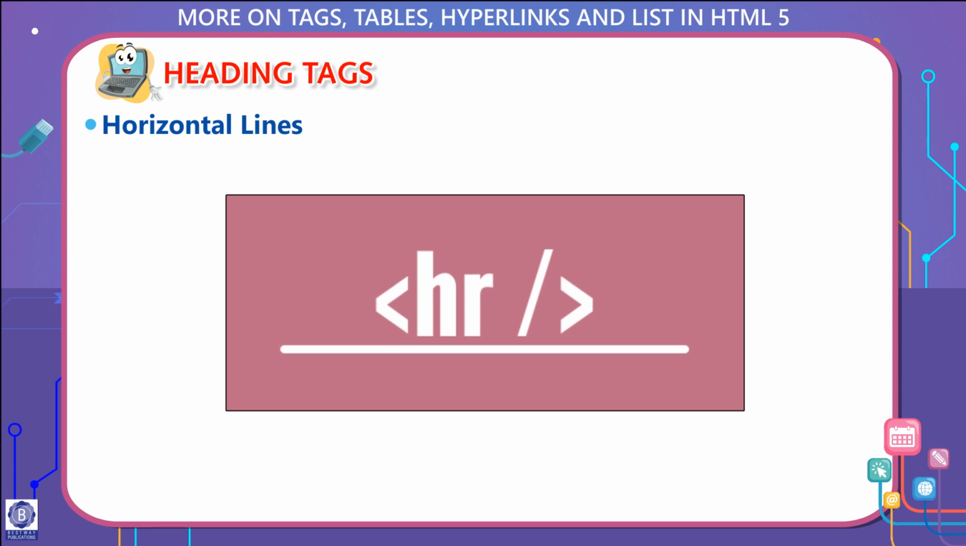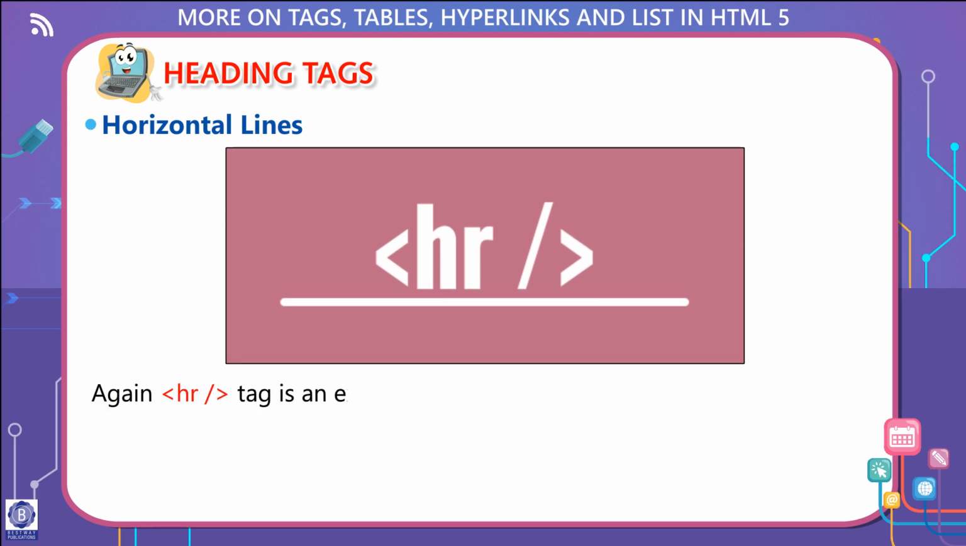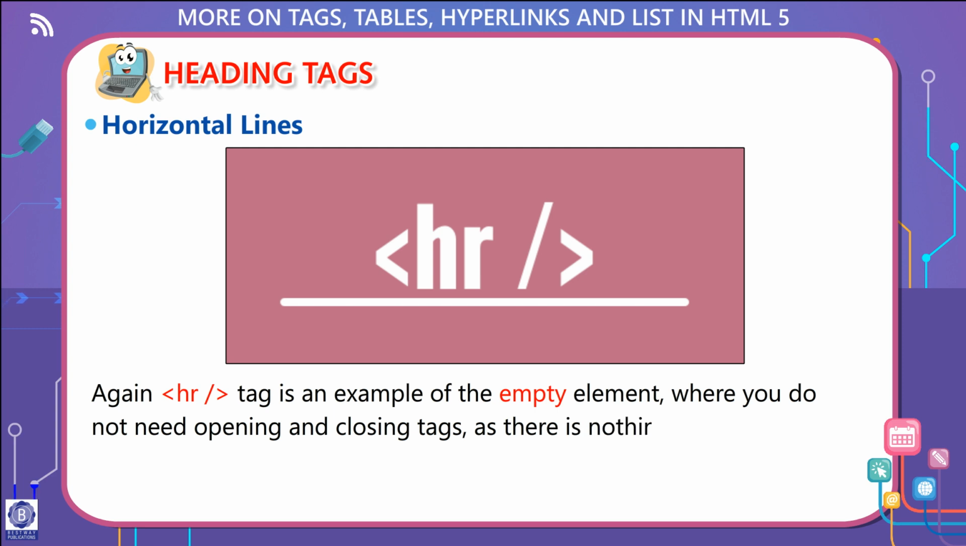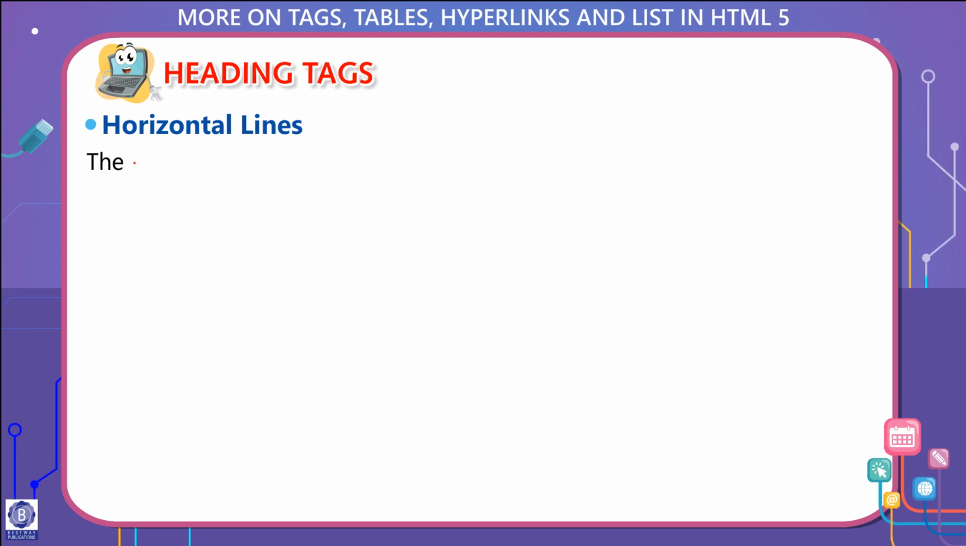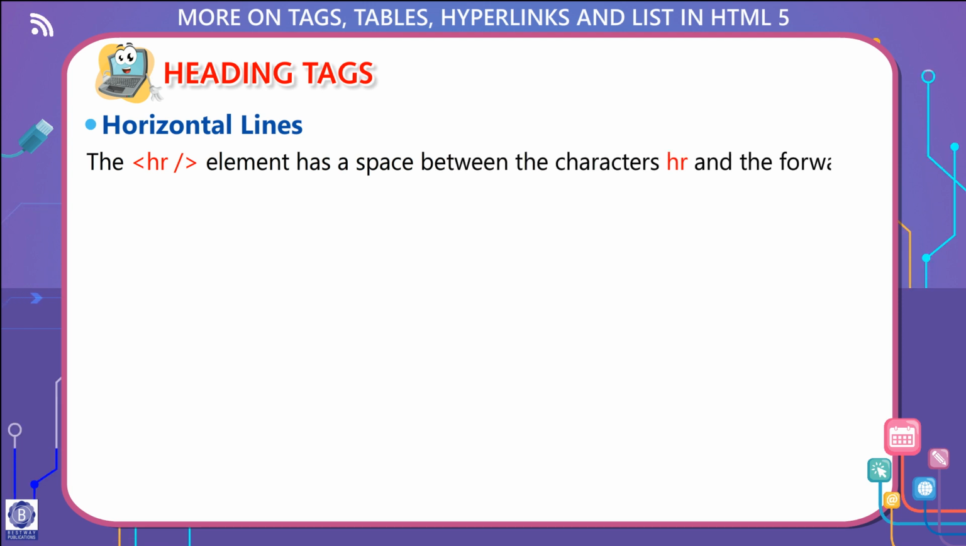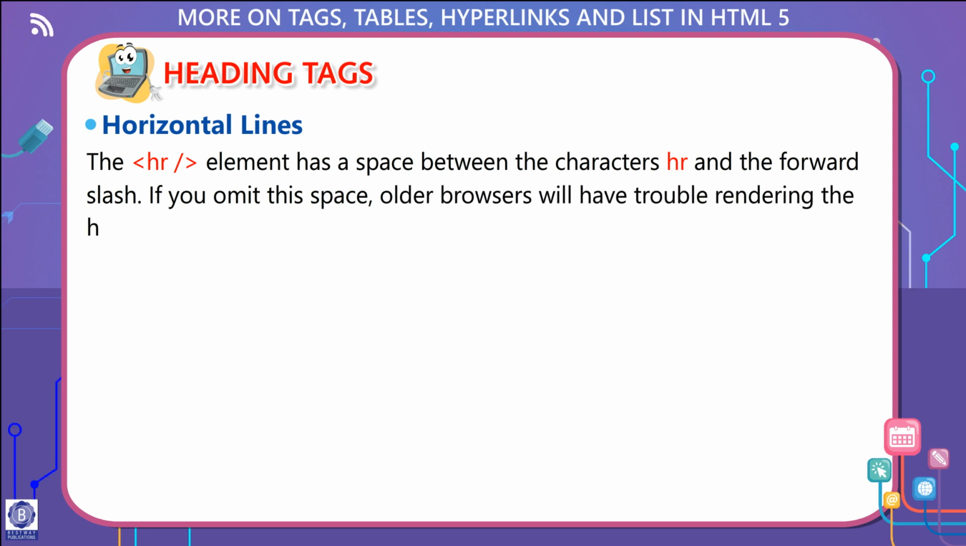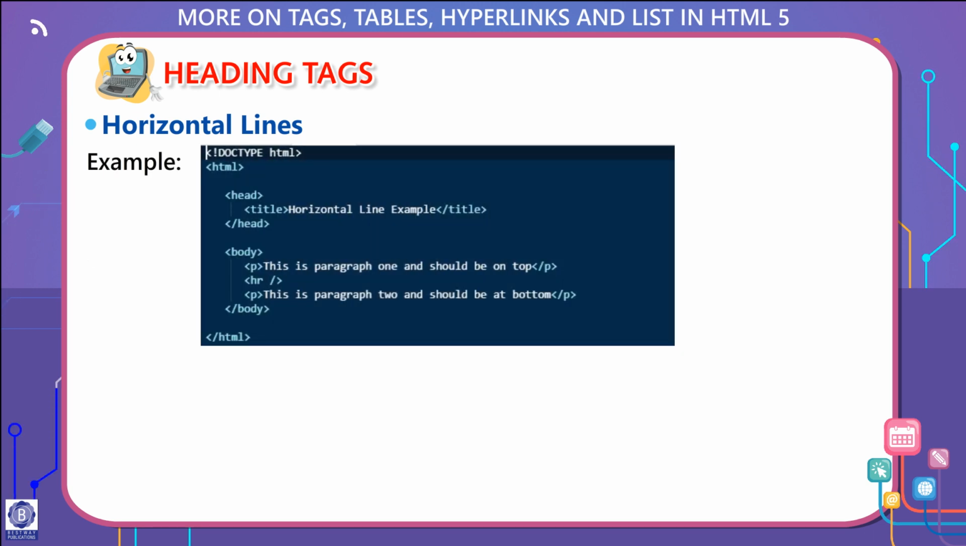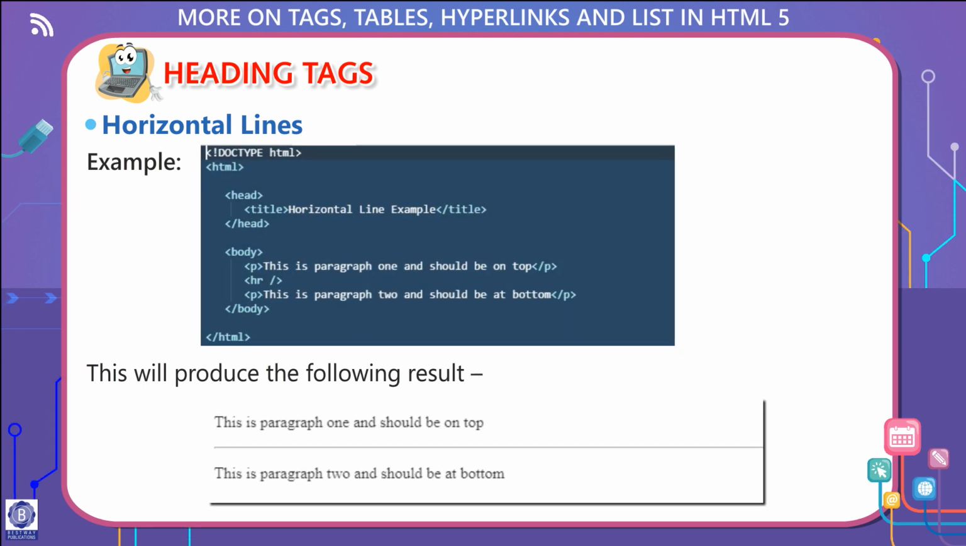Again, the HR / tag is an example of an empty element, where you do not need opening and closing tags, as there is nothing to go in between them. The HR / element has a space between the characters HR and the /. If you omit this space, older browsers will have trouble rendering the horizontal line, while if you miss the / character and just use HR, it is not valid in XHTML. Example: this will produce the following result.